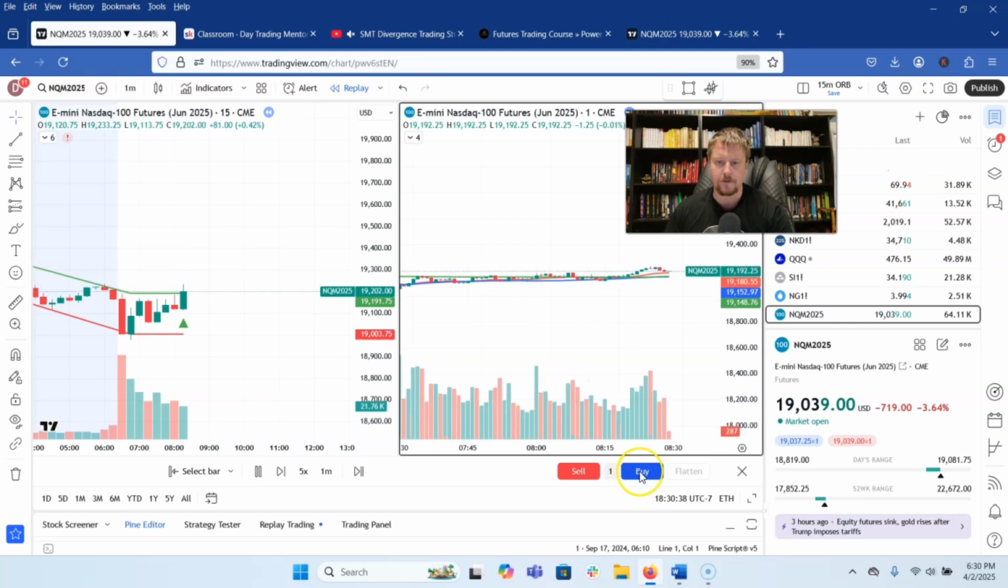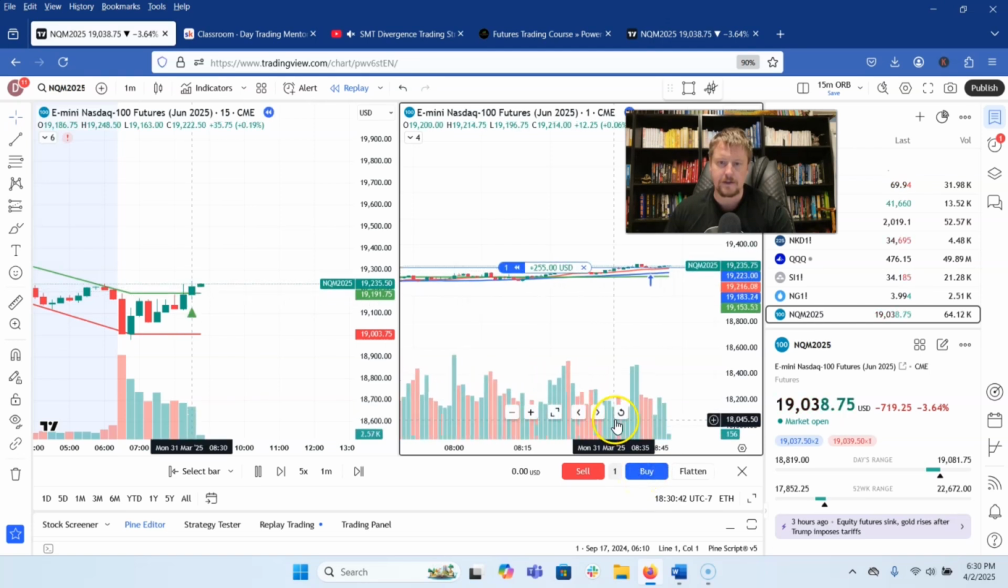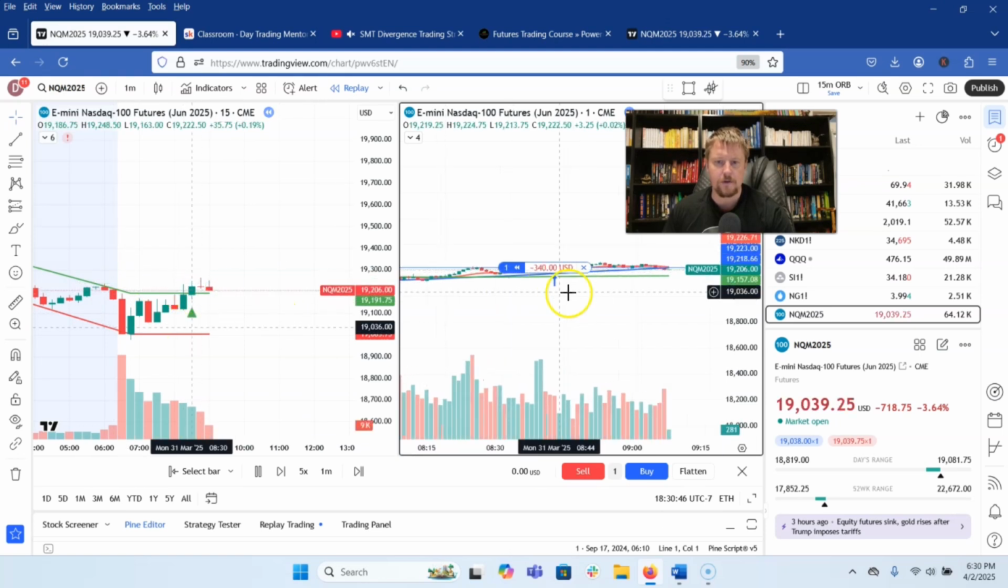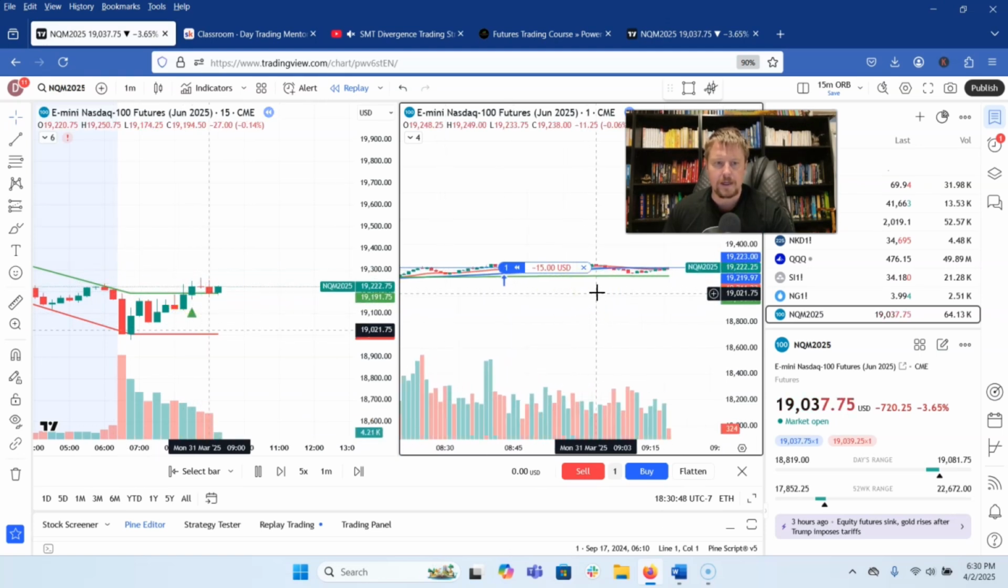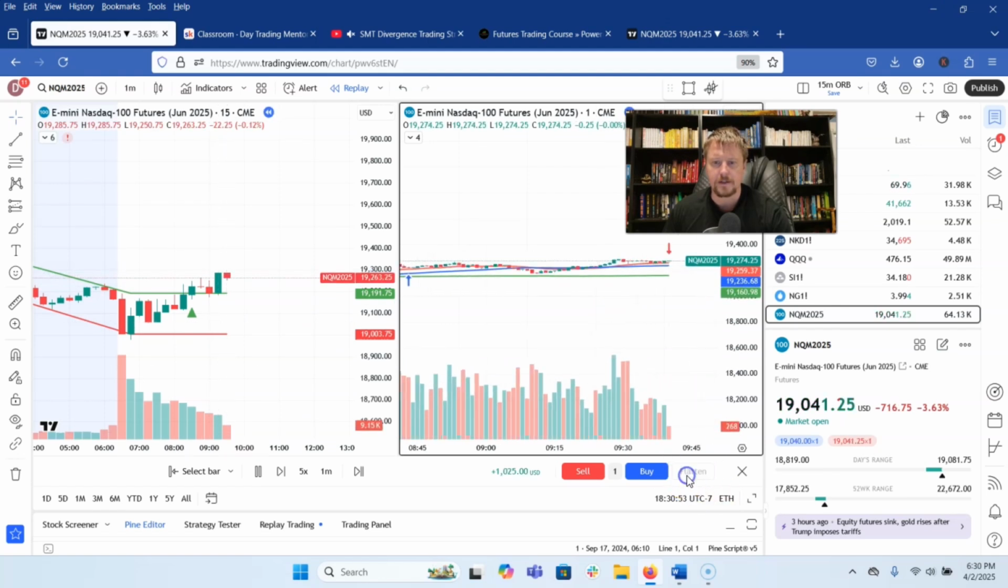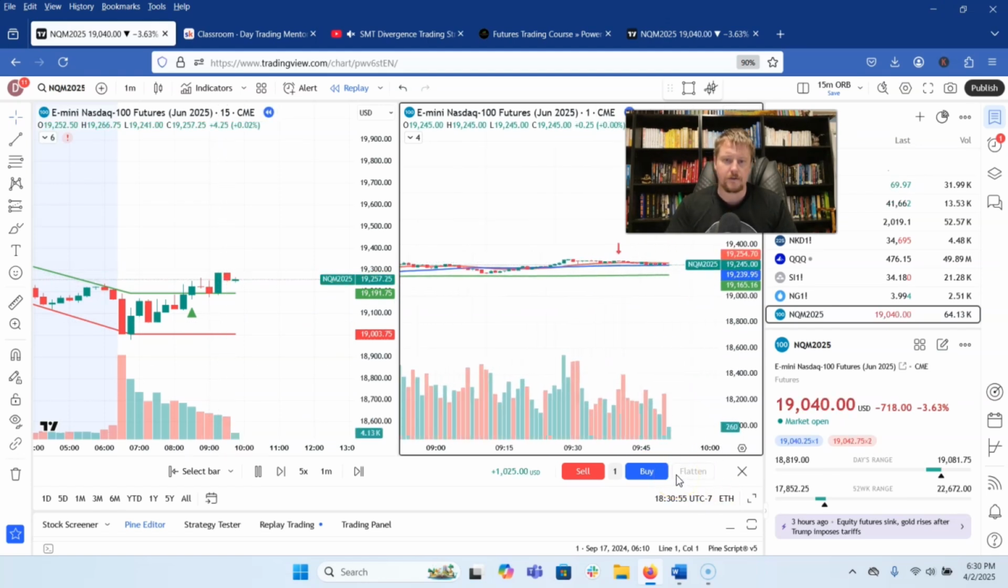We also want to be careful around these ones. All right, there's my entry point. Get in there, because we closed above the ORB. Oh, we're coming back in a little bit. And we're off. Boom, boom, boom. $1,000. Close my trade. I'm done for the day.